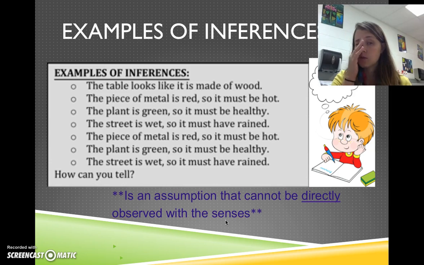Just because the street is wet does not mean it must have rained. Maybe the sprinklers went off. Maybe somebody just sprayed their hose into the street. We don't know. And the table might look like it's made of wood, but lots of things look like they're made of wood and they're not. So these are all inferences that we make based on our observations. Inferences might be true and might not be true, and that's okay.